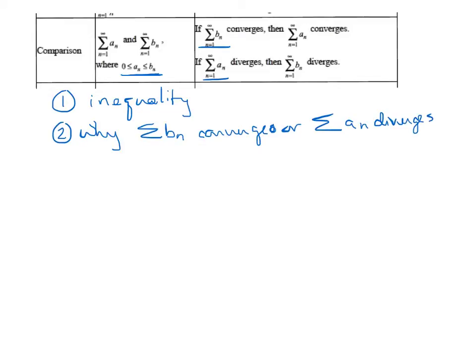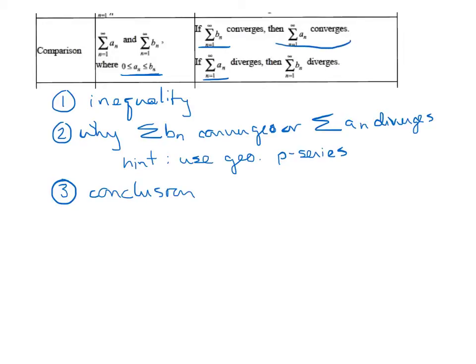And we're picking a different series to compare our original series to, and so a big hint on this one is to use stuff that we know that's easy. So using geometric series or p-series, use one of those to compare it to. So I look at the original and see how close it is to either a geometric or a p-series, and then I try that. And then the third thing I'd expect to see is a conclusion. So the conclusion would be this part, then whatever you had to begin with either converges or diverges.